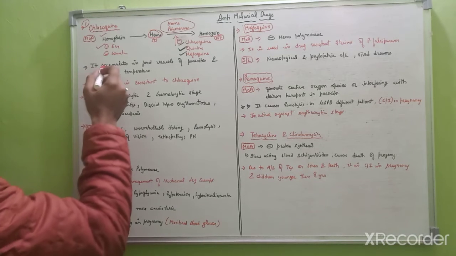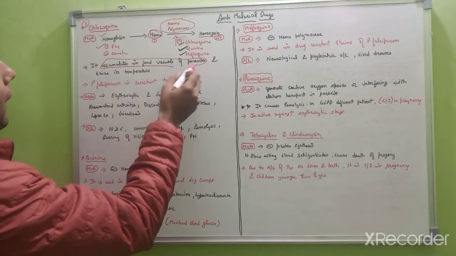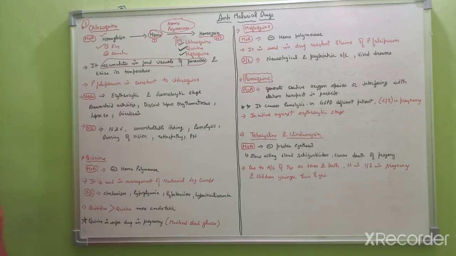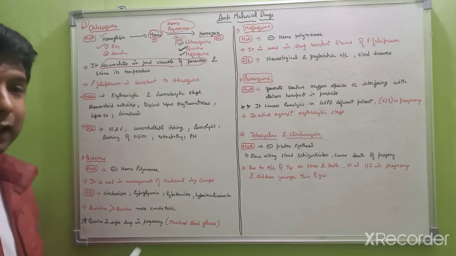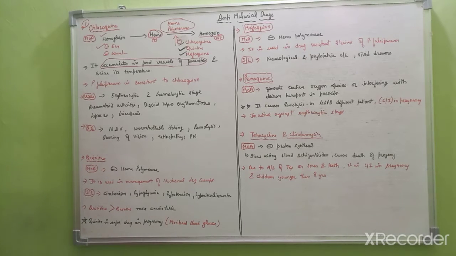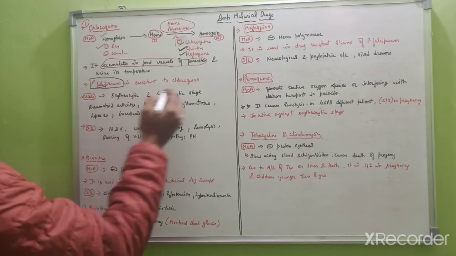this drug do? It will accumulate in the food vacuoles of the parasites, and it will raise its pH. Basically, food vacuoles of parasite need an acidic environment, but this drug creates a basic environment there, so that the parasite will not survive and will die. So remember one thing more, that P. falciparum is resistant to chloroquine.